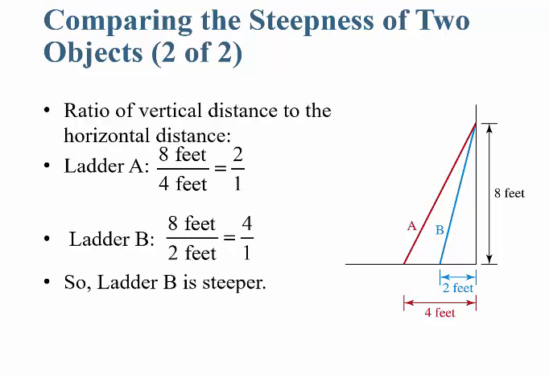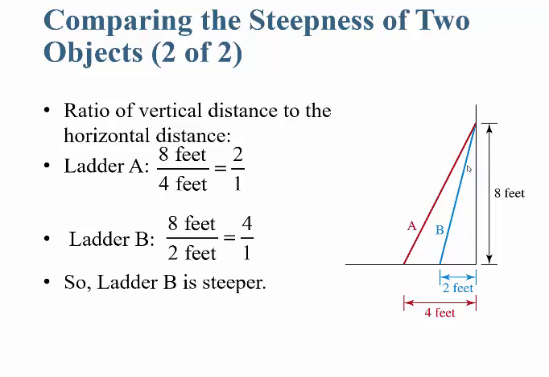So the ratio of the vertical distance to the horizontal distance. For ladder A, the vertical distance is 8 feet and its horizontal distance is 4 feet. So that means it has a ratio of 2 divided by 1, or 2 to 1. Ladder B, on the other hand, has a vertical distance of 8 feet, but now its horizontal distance is only 2 feet. So its ratio is 4 to 1. So it's a larger ratio. Since we see this larger ratio, we say that ladder B is steeper.